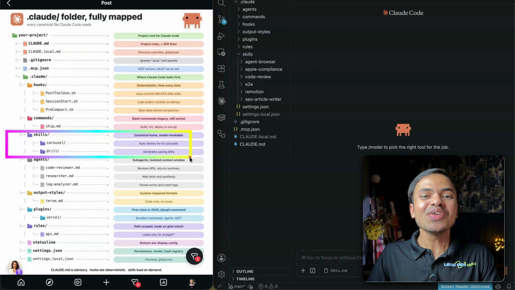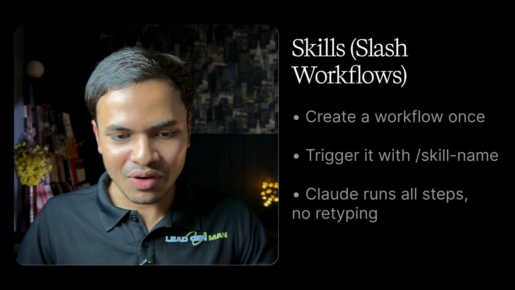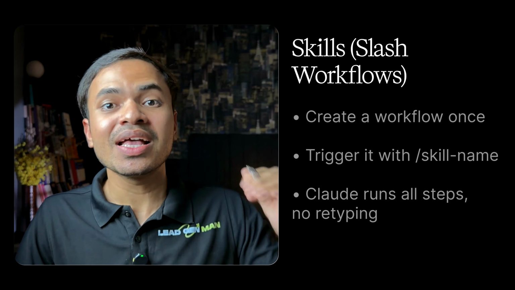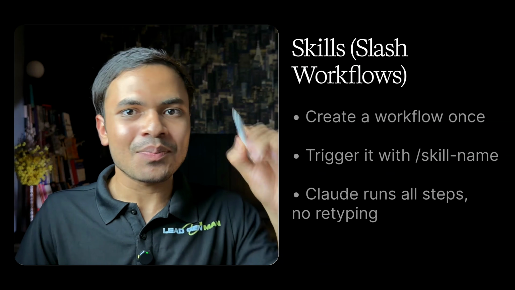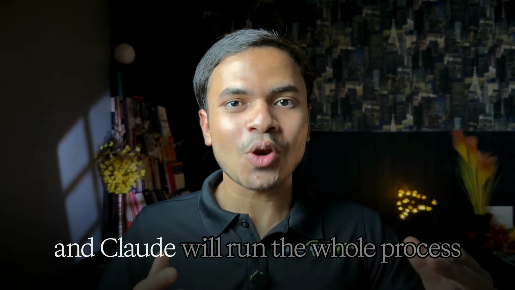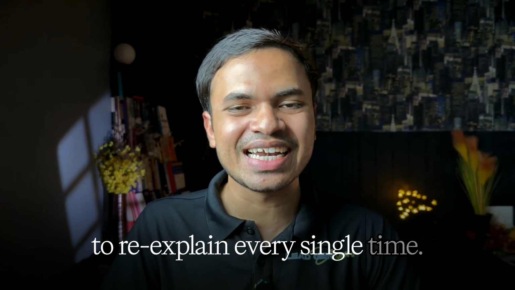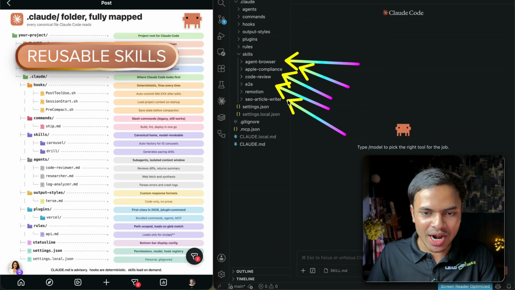In a similar manner, we have skills, which are reusable workflows where you just create and save it once and trigger it via slash command. So instead of you having to retype the same multi-step instruction every single time, you can just call the skill by slash and the skill name, and Claude will run the whole process and procedure without you having to re-explain every single time. For instance, I have different skills: agent browser, Apple compliance, code review, remotion, SEO article writer.